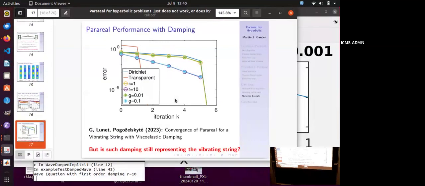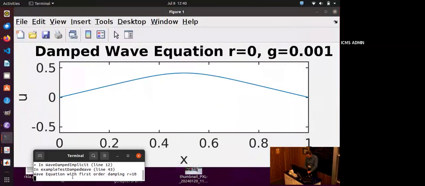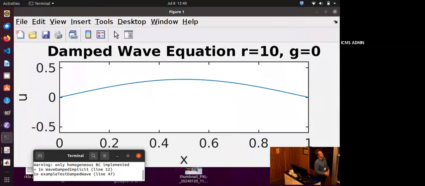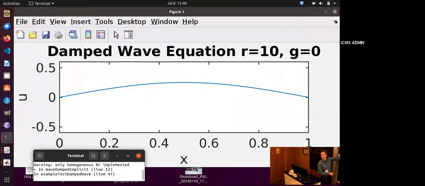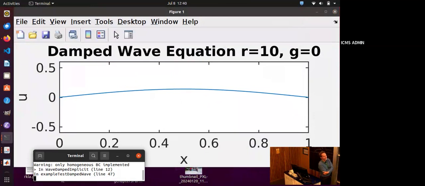So we can go back to my vibrating string example. And I put exactly the damping that created the second convergence curve. If we look at the vibrating string with damping R equals 10, that's the vibrating string. So here Parareal works well, but you see this is not really vibrating anymore.